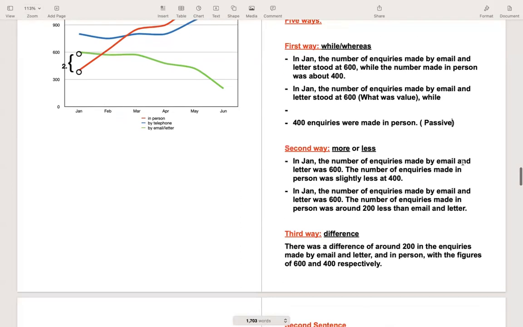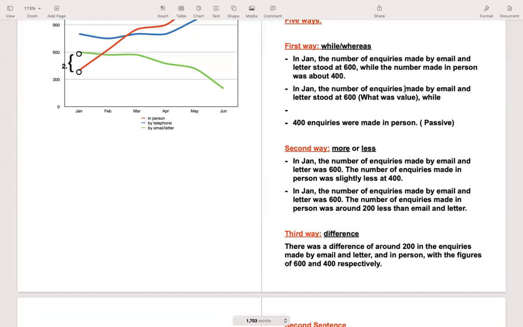Okay. So now let's do the second way. The second way is by using the word "yes". Do you have a doubt, sir? The number of inquiries is yes, sir. The number of inquiries is made by email and letters to the... No, because then that will be present.